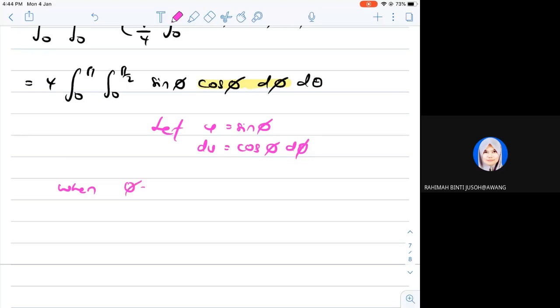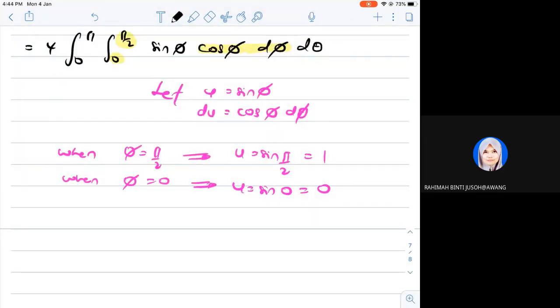When phi equals pi over 2, we will have u equals sine pi over 2. So, sine pi over 2 is 1. When phi equals 0, based on the values here, 0 and pi over 2, we will have u equals sine 0, should be 0 lah. Alright, so we have 4, 0 until pi, and now 0 until 1, because we substitute this and this. And then sine phi is your u, and this cos phi d phi is actually du. So du, and then d theta.